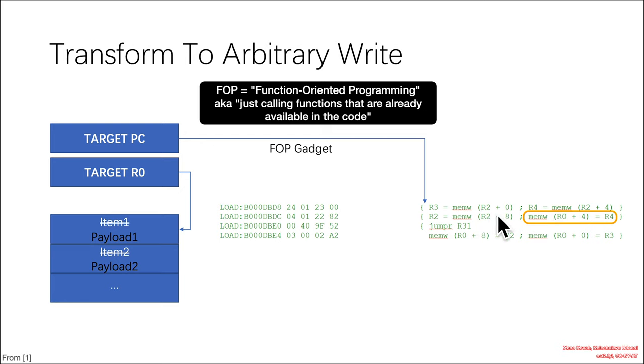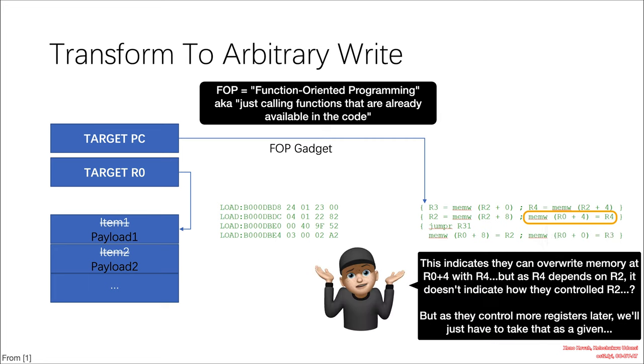You're not supposed to know assembly in this class, and that's fine. Even if you do know assembly, this may not look familiar, because this is not normal ARM assembly. This is Qualcomm Hexagon assembly. What this is saying is: write R4 to the memory location pointed to by R0 plus 4. And then you have to ask, where does R4 come from? Well, R4 comes from here, which comes from R2. But unfortunately, the researchers didn't really show us how they control R4 or R2. So we're just going to have to take them at their word and take their proof of concept video that they successfully controlled these other registers.